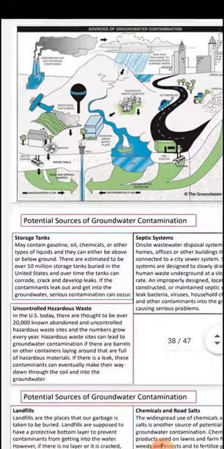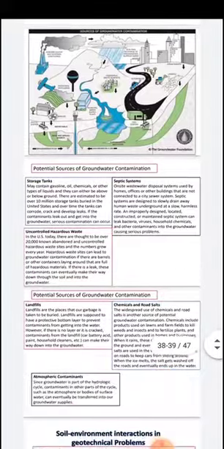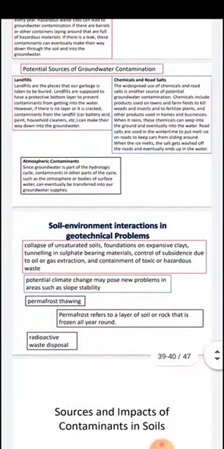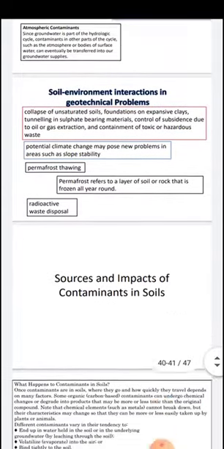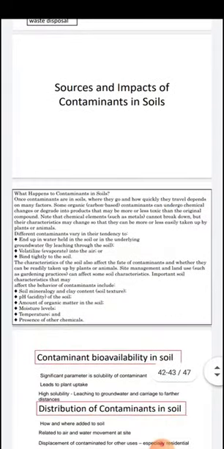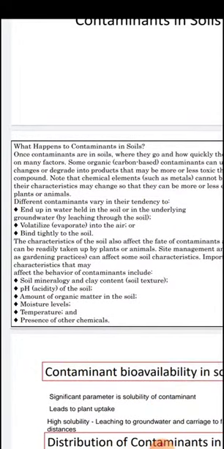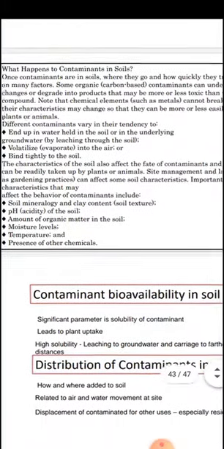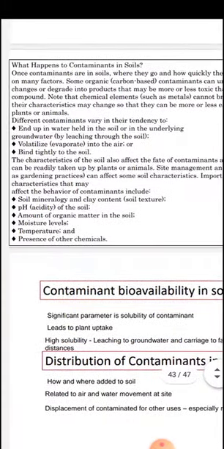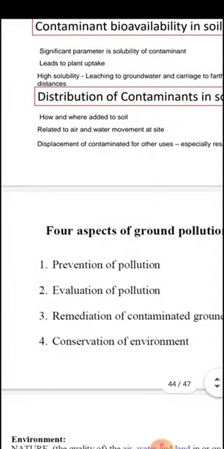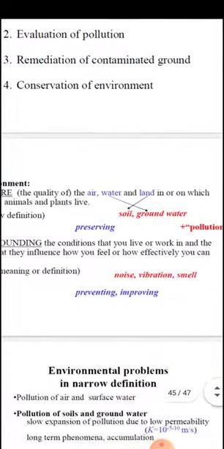I think it's very well known to you. Just go through these potential sources of groundwater contamination. Well, this is another important topic. What happens to the contaminants in soil? This is something which needs to be discussed in detail. So let's leave these topics for our next lecture.